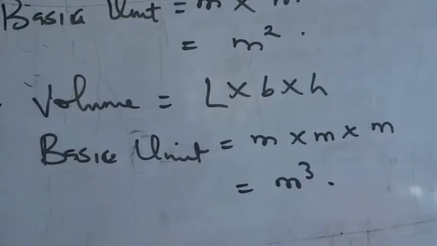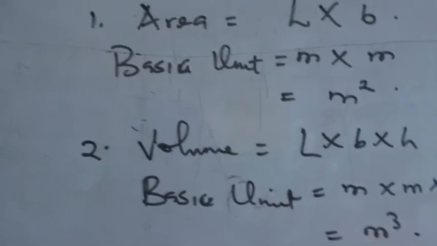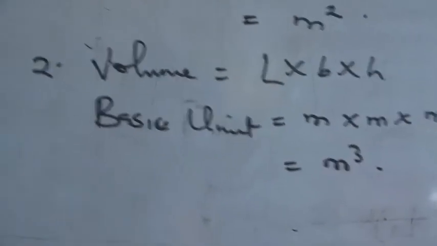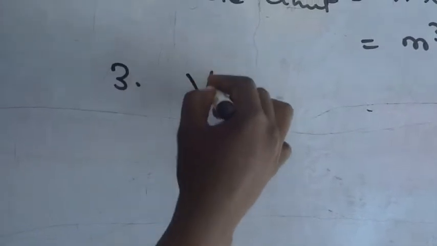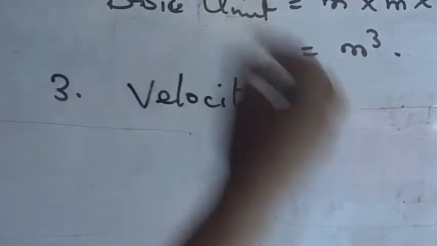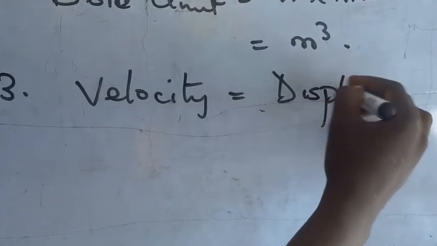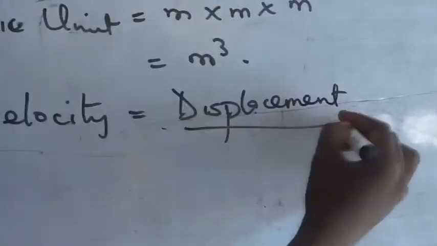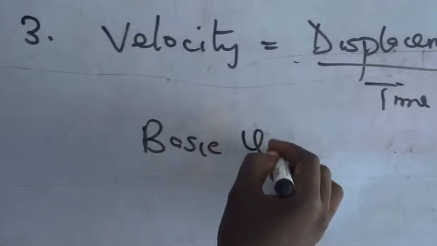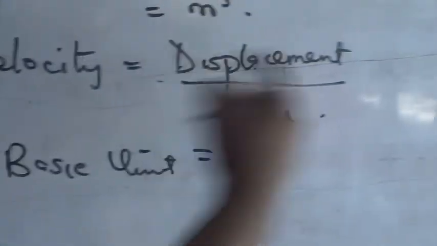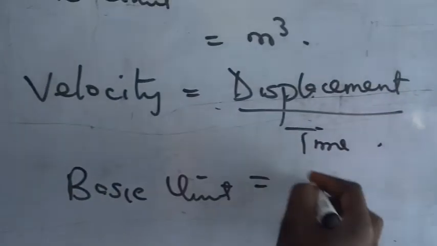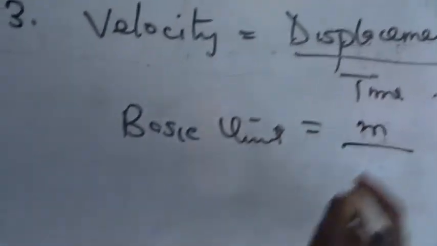I want you to go back, sit tight, and write out those quantities that are derived and write out their basic unit. Let me give you the last one. The last one, let's take velocity. Velocity, we have what? Displacement over time. And the basic unit for that is what? Displacement is in what? Meters. And time is in what?